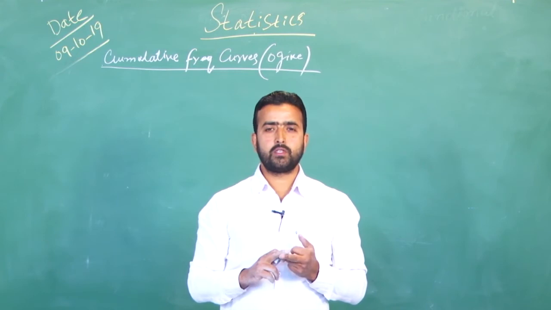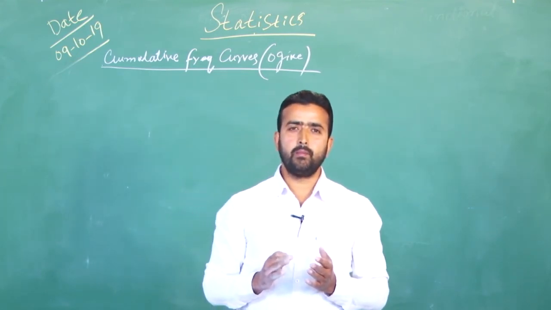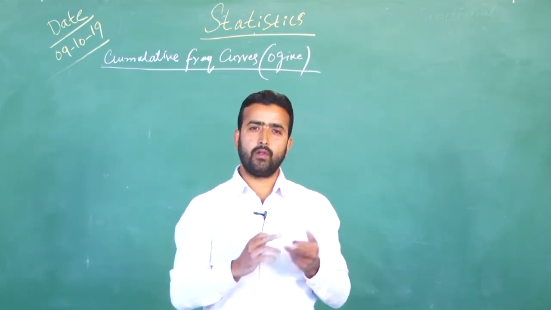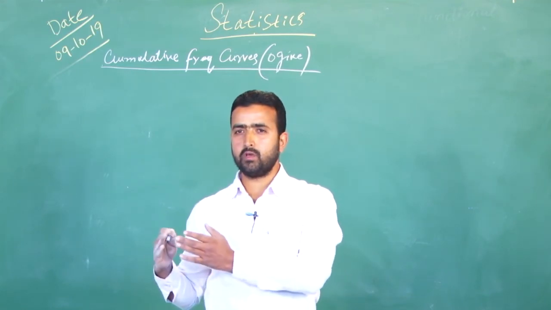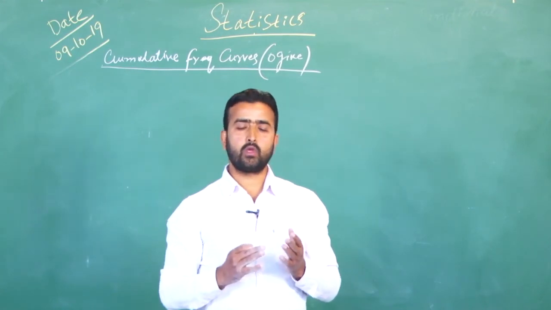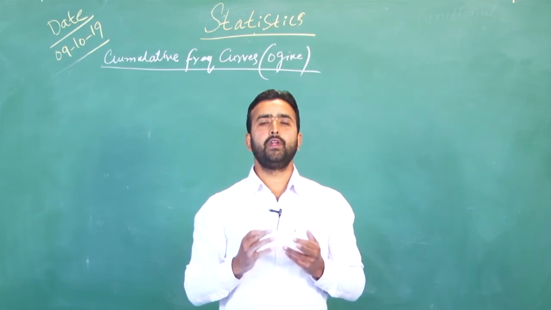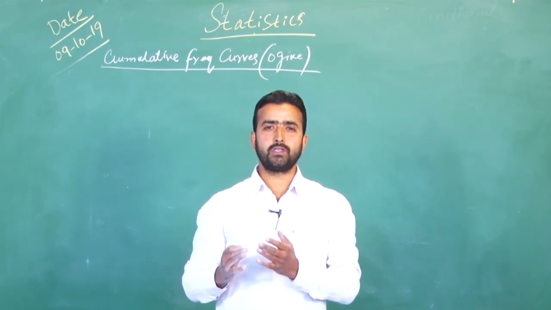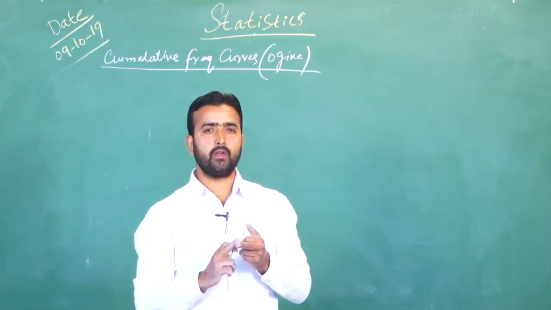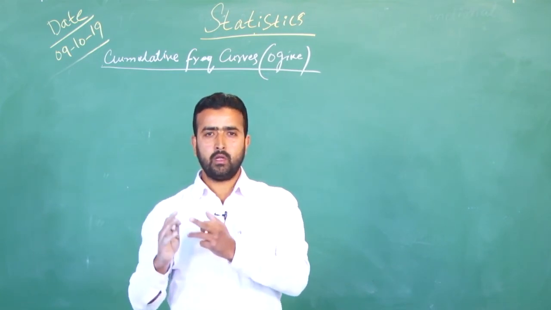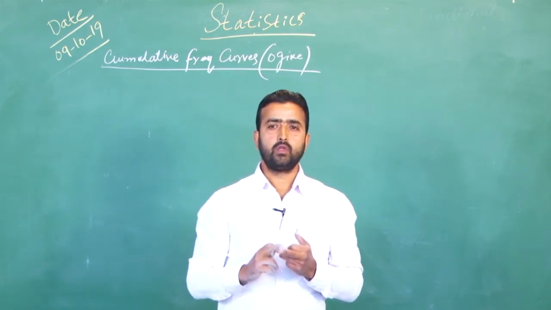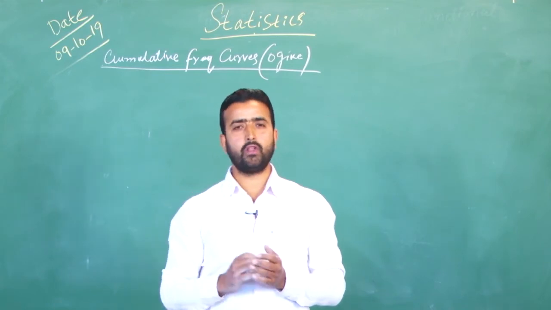These are more or less the same in the way we plot them, but what is the difference? In case of the simple frequency polygons, we plot the frequencies against the class mark, that's the mid value of the particular groups. But in the cumulative frequency curves or the ogives, we draw the cumulative frequencies against the upper or the lower limit of the classes. That's the major and important difference to be remembered.